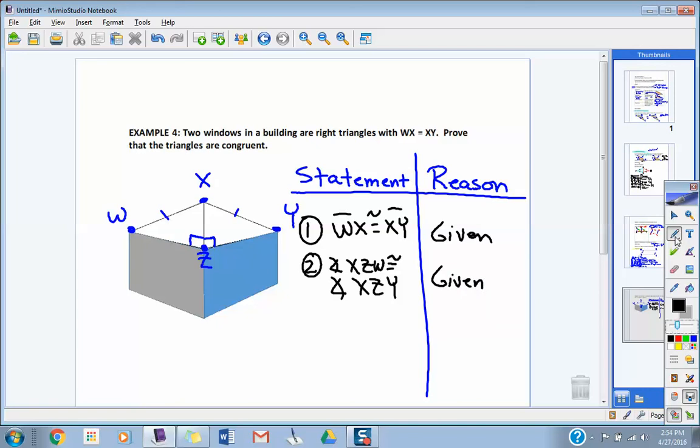To use hypotenuse leg, we have to have a right triangle. Is step 2 telling us we have a right triangle right here? Yes, they're right angles, right? Okay, so this is telling us you got a right triangle situation. The given part right up here says WX is equal to XY. What are these called in that right triangle again? Legs or hypotenuse? A hypotenuse. These are equal, I'm going to abbreviate, equal HYP for equal hypotenuse in both triangles.